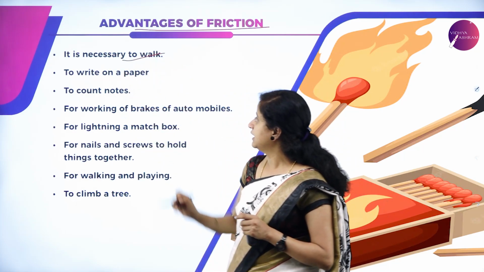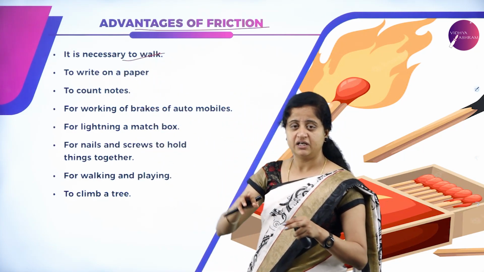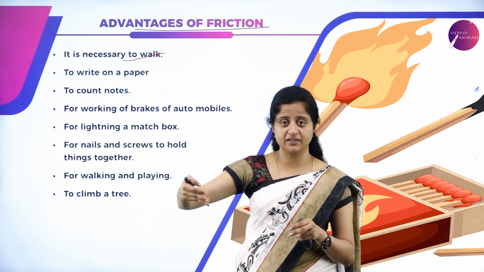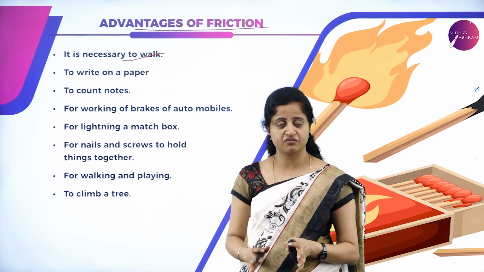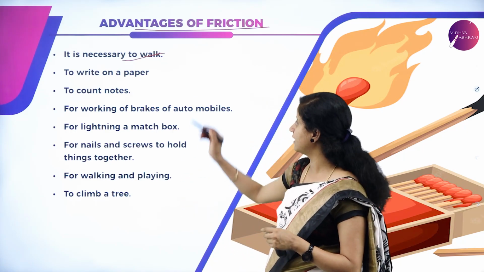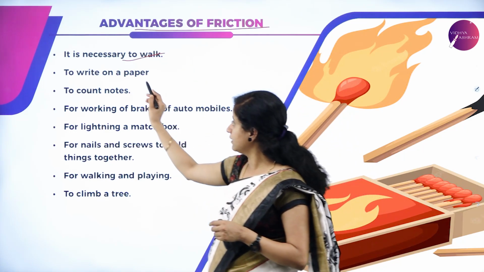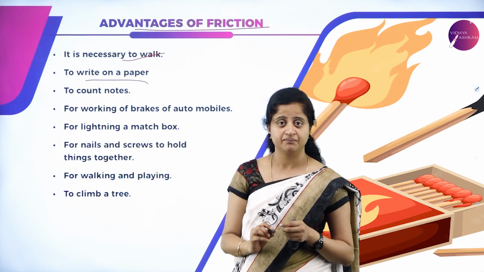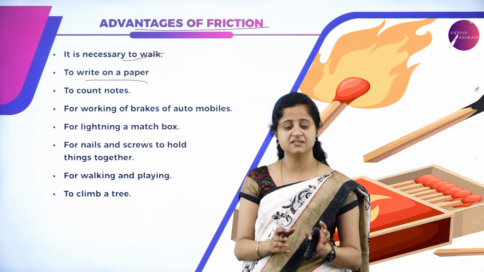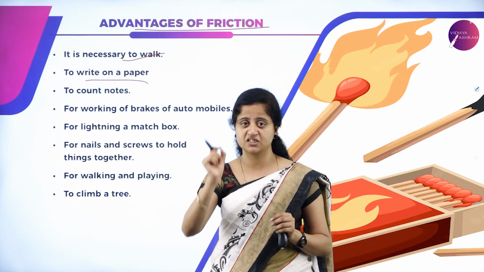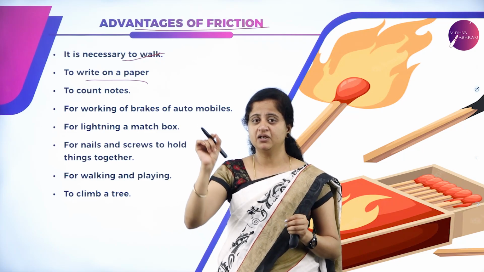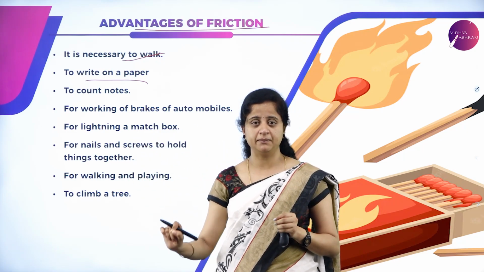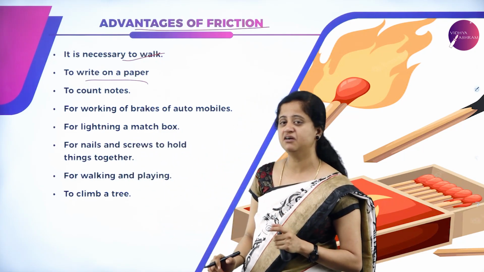So one is, it is necessary to walk. As I told, if there is no friction, we will slide over the surface. We may fall. Because of the existence of frictional force, we can easily walk on a floor. And to write on a paper, we need friction. So frictional force is necessary to write with a pen. If there is no friction, the pen nib will just slide over it, and there will be no grip to write on a paper. So to get that grip, there must be friction.